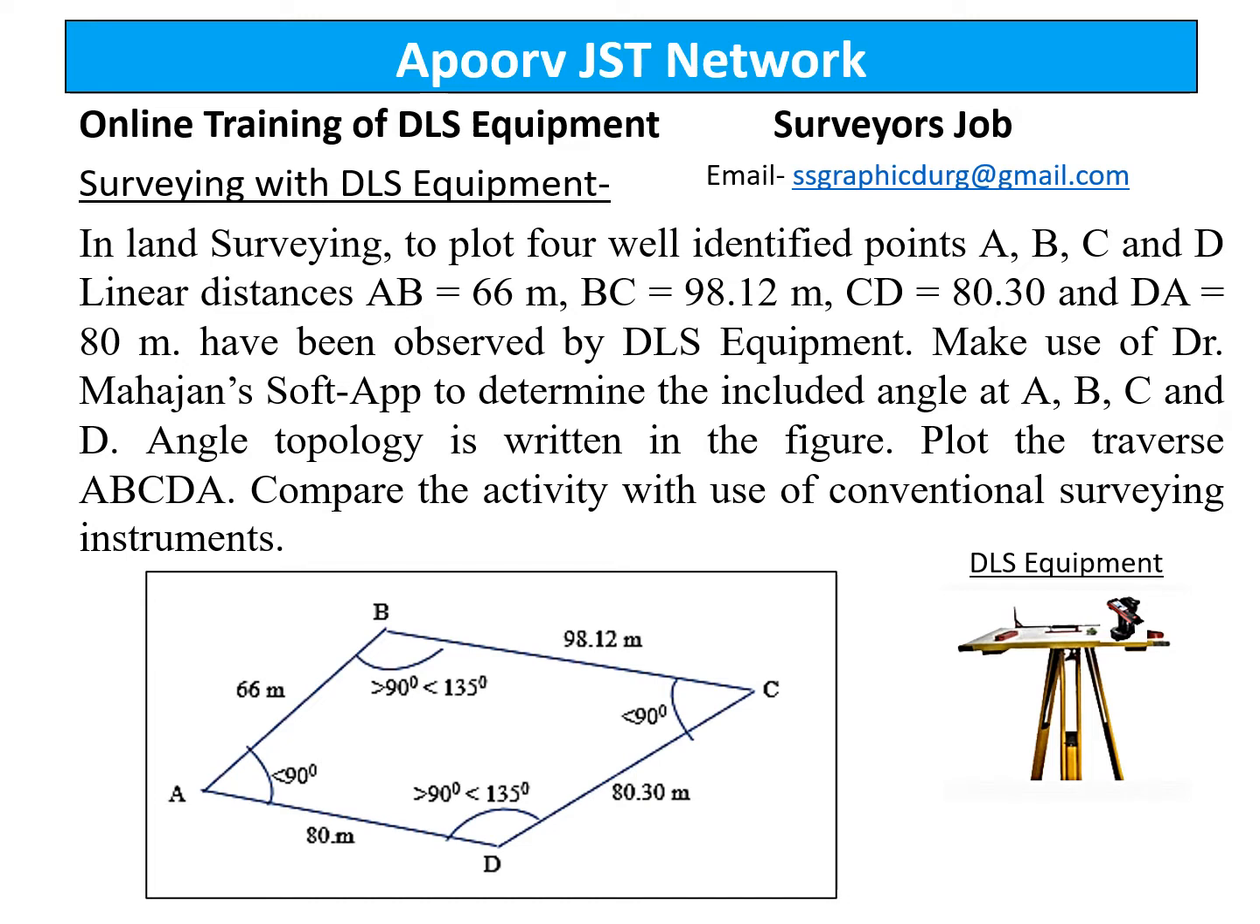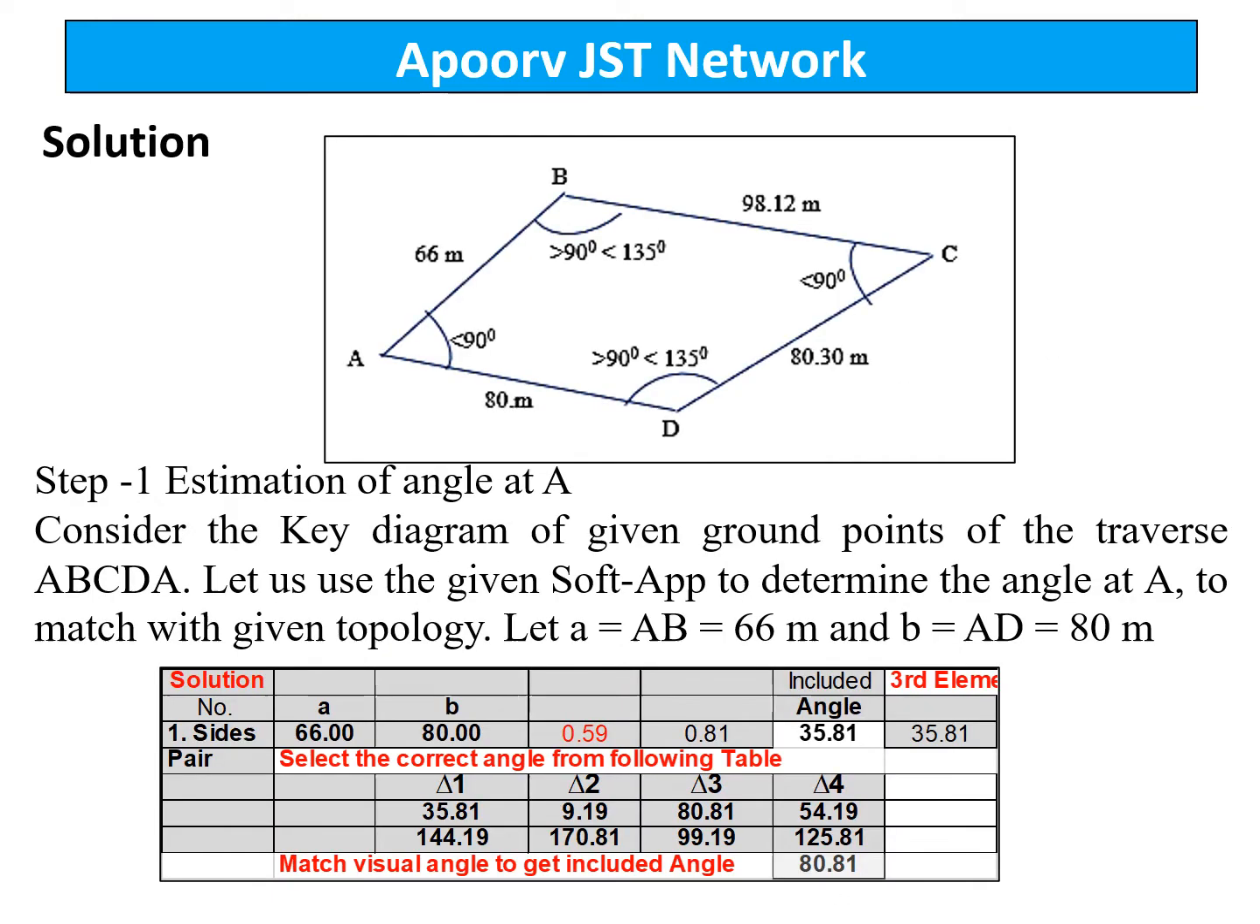The solution of the problem is as under. Step 1. Estimation of angle A. Consider the key diagram on the screen of given ground points of the traverse ABCDA. Let us use Dr. Mahajan's soft app supplied with DLS equipment, to determine the angle at A, to match with given topology. Let A equal to AB equal to 66 meter and B equal to AD equal to 80 meter. The extract of the soft app picture is shown on the screen. The selected angle A is 80.81 degrees.